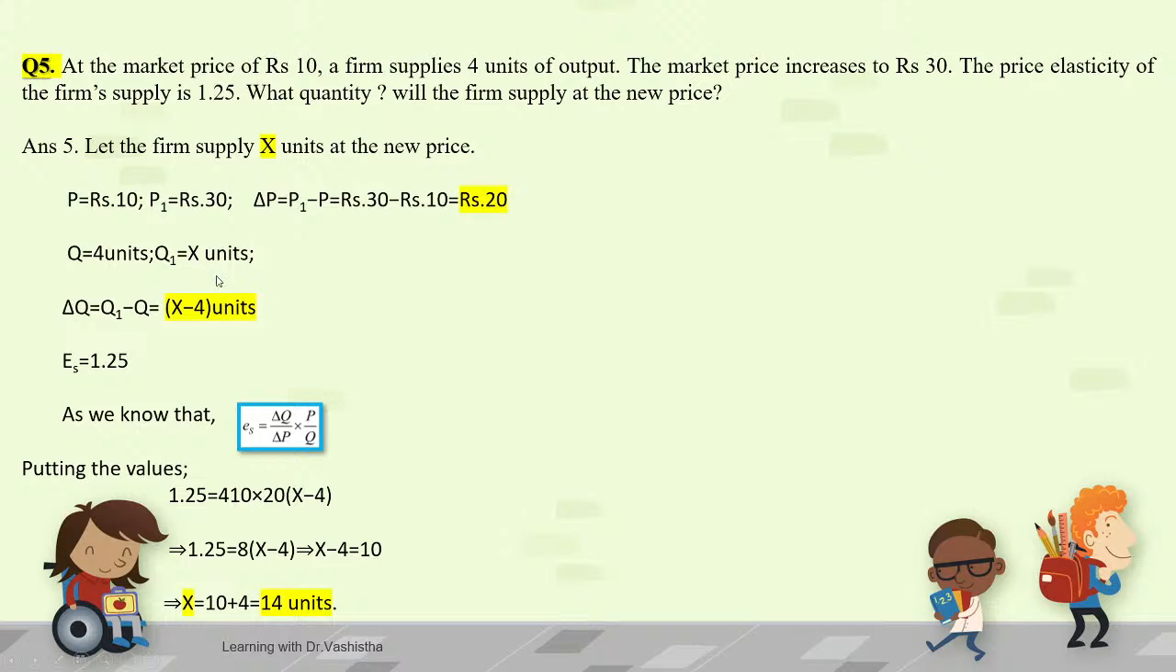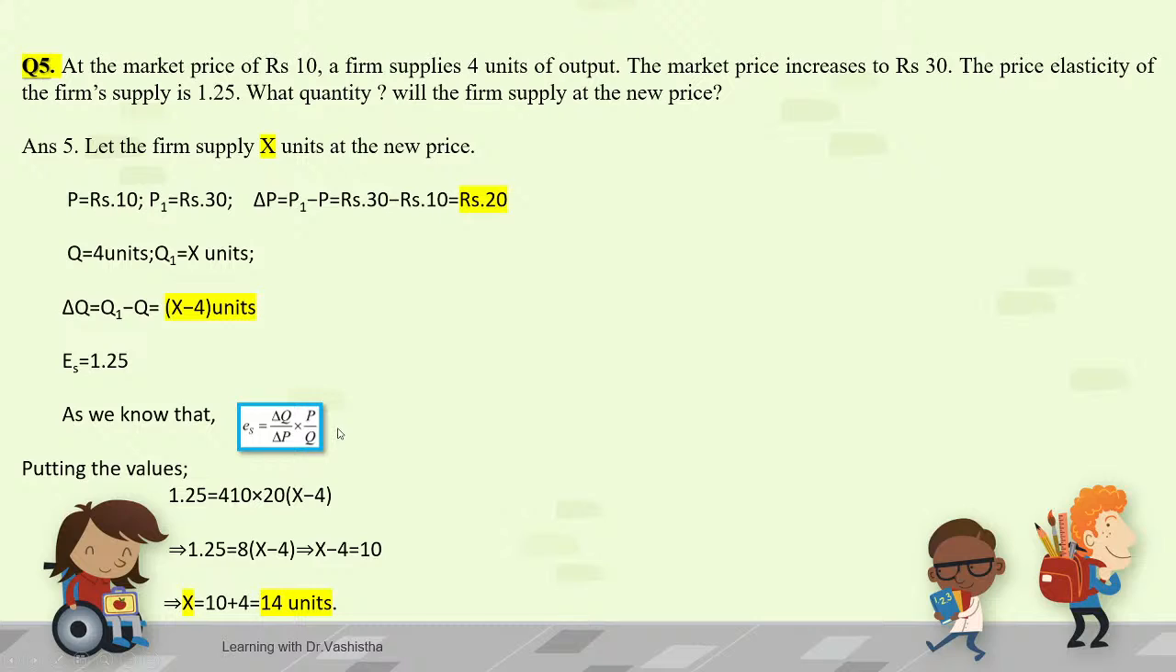Q1 we assume to be X units. We have just taken an assumption. Let us assume that Q1, or the new quantity supplied, is X units. Now delta Q is definitely Q1 minus Q, that is new quantity minus initial quantity. So it is X minus 4 units. ES is already given, it's 1.25.